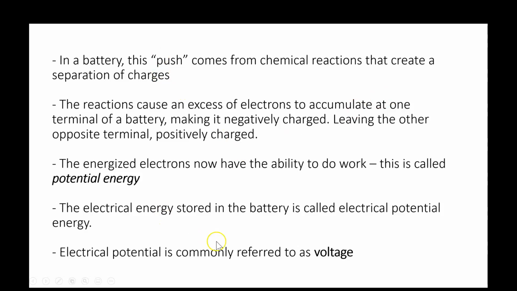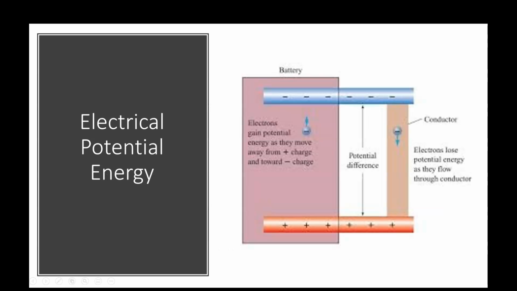The electrical energy stored in the battery is called electrical potential energy. It's the energy that has the ability to do work and to do something useful. Electrical potential is also commonly referred to as voltage. This is another diagram here, and I know the wording is a little fuzzy, and I'm sorry, but I thought it was a good illustration to include in the slides.